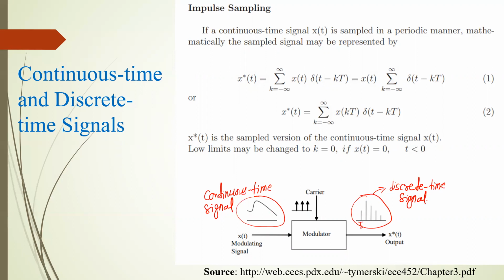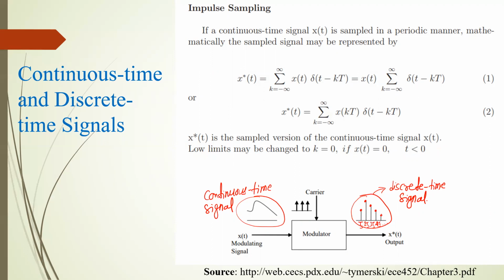So let's say this is our sampling instance Ts, then this is 2Ts, 3Ts, and 4Ts, and so on. The discrete values are available only for some sampling instances, and not for all the time instances. That is the main difference between the discrete time signal and the continuous time signal.